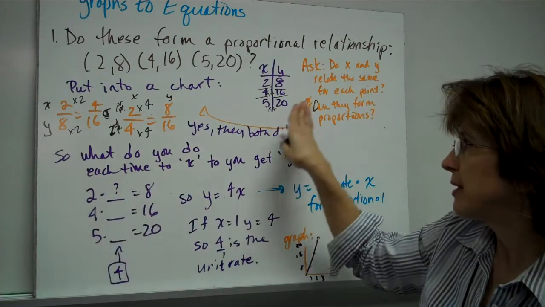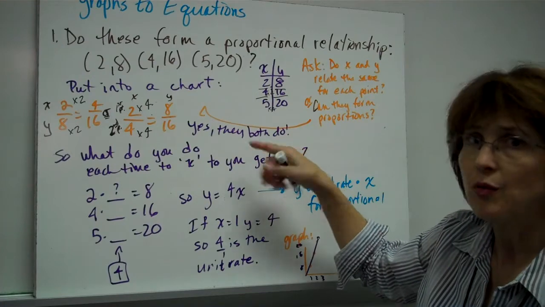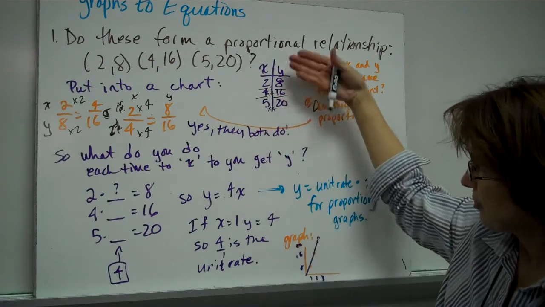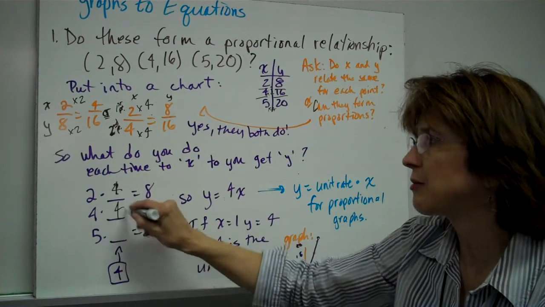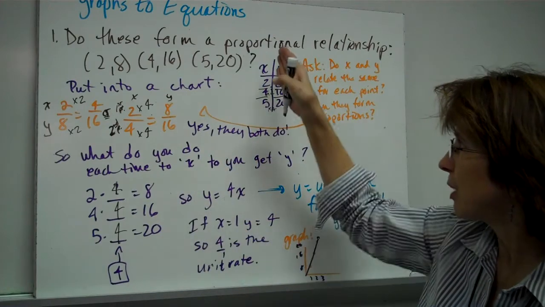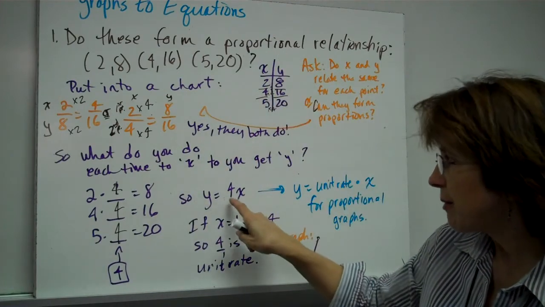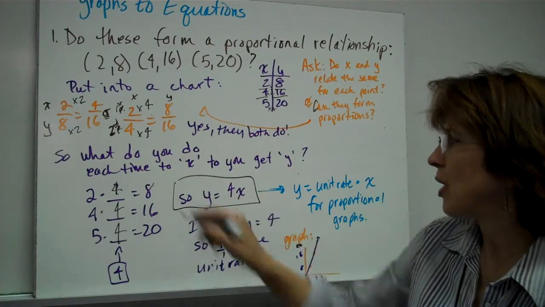So what this really means is, what do you do each time to x to get y? Well, we saw very clearly when we set the proportions up from the chart that 2 times 4 gave me 8, 4 times 4 gave me 16, 5 times 4 gave me 20. So every time I multiplied x by 4, I got my y. So that's the equation, y equals 4x.